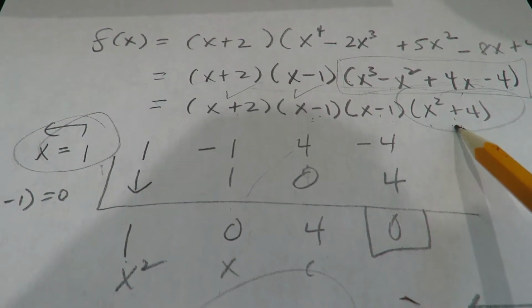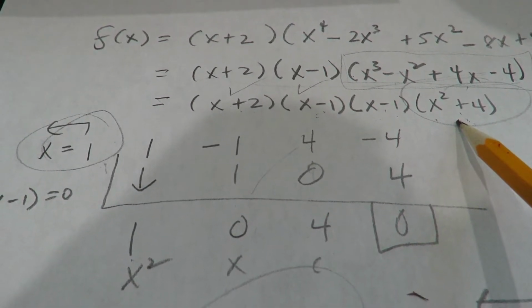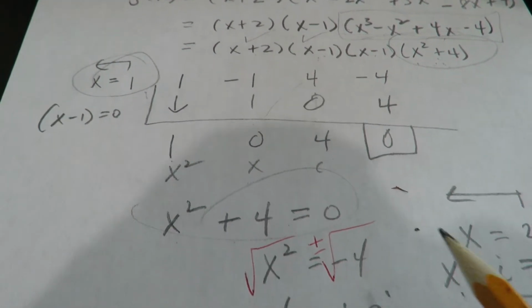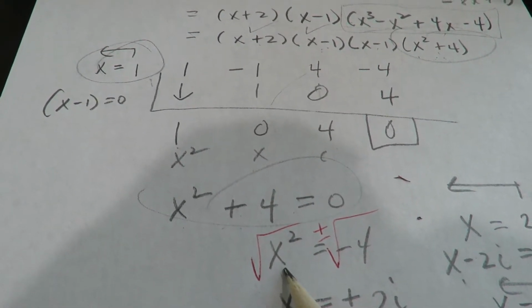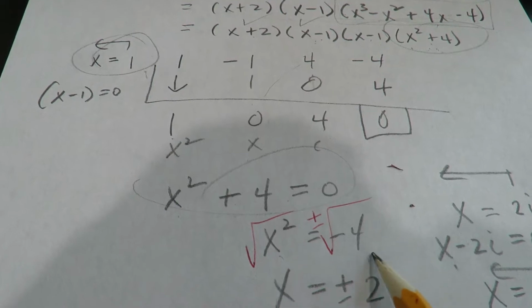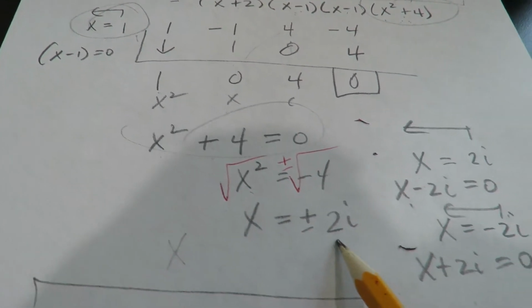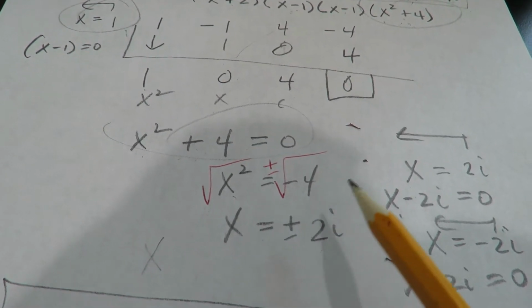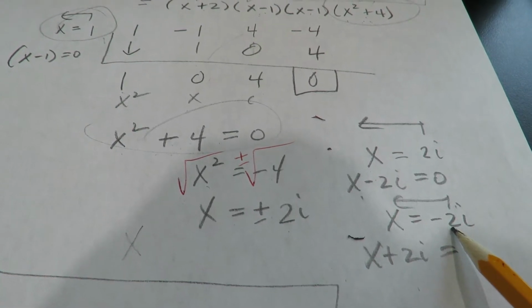You can either use the factoring method, the square root method, or the quadratic formula. I use the square root method. So the square root method is where you isolate the squared term. So I moved the 4 to the other side. Then I took the square root of both sides. It became a complex number. So you got positive 2i and negative 2i.